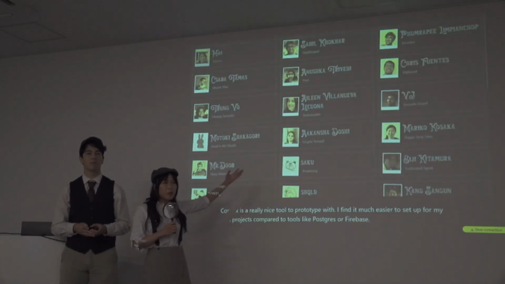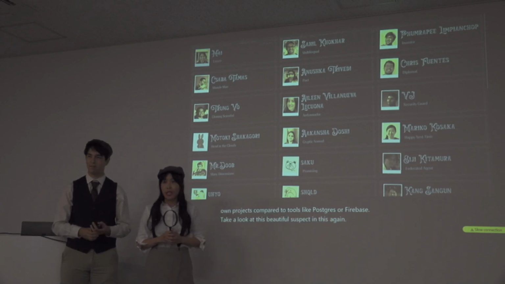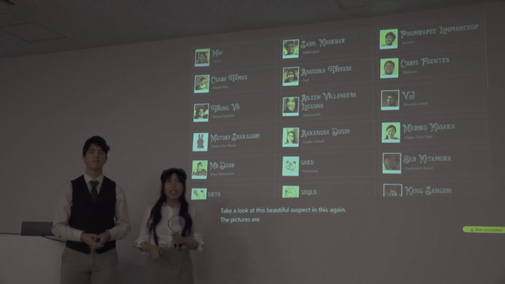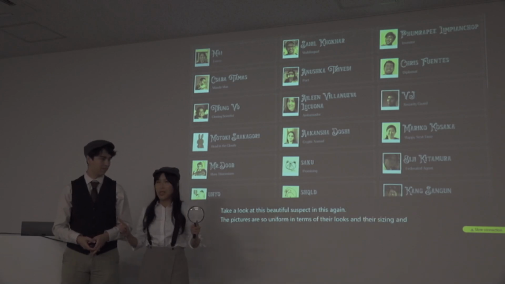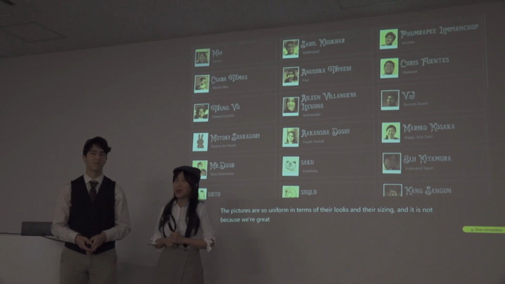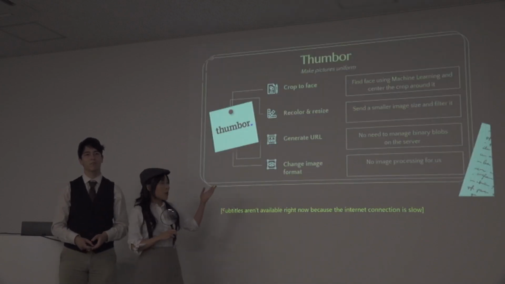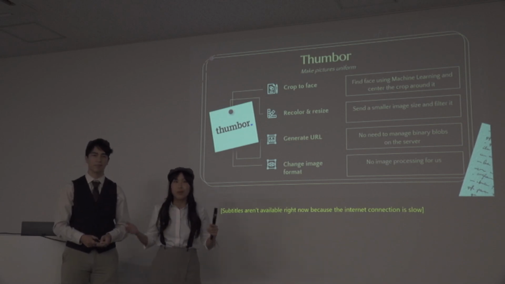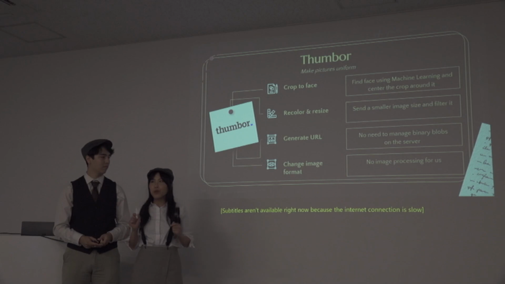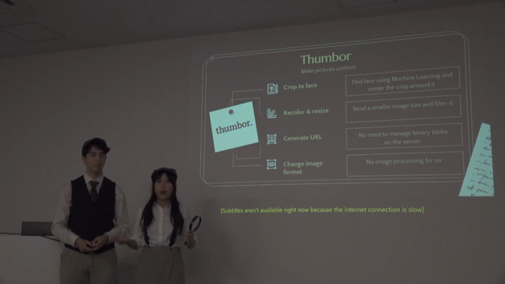Take a look at this beautiful suspect list again. The pictures are so uniform in terms of their looks and their sizing, and it is not because we're great photographers. Okay. It is not only because we're great photographers. It is because we choose Thumboard, a program that automatically finds faces and crops around them using machine learning. And this is really convenient at a murder mystery party so that we don't have to spend time editing manually, applying filters before uploading them.